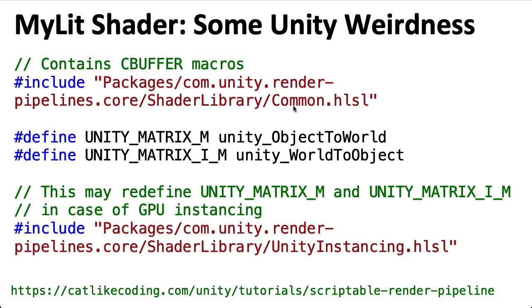So we're going to import this common.hlsl library. That's basically taking the place of the CG includes library that we've used previously with the built-in pipeline. And now we have to get into some Unity-specific weirdness. We're going to use Unity Matrix M and Unity Matrix IM instead of the Unity Object to World and Unity World to Object matrices. And this has to do with some strange stuff Unity is doing with GPU instancing. It might have to redefine these as something else. So we're just going to use these uppercase variables later in the code.